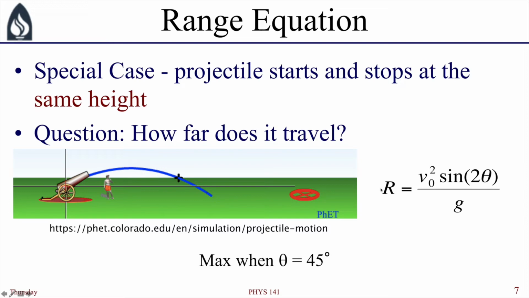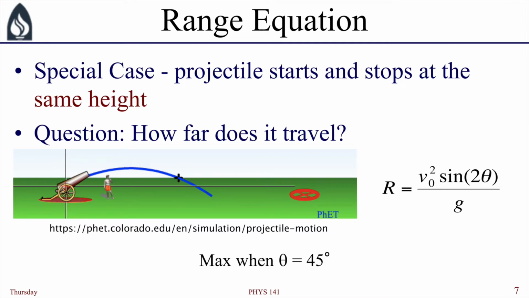And you can see that the range equation is quite simple. It just involves the initial velocity and the launch angle and g. So there's no need when using the range equation to break the motion up into x and y components. You just have to plug in the total initial velocity and the launch angle. So the range equation is very nice. It's very simple to use, but it can only be used in this special case of the projectile starting and stopping at the same height.